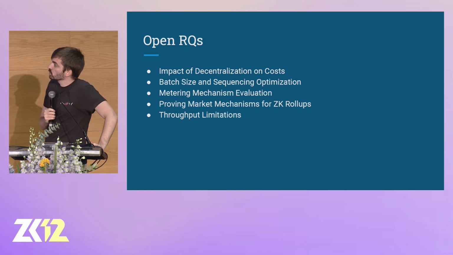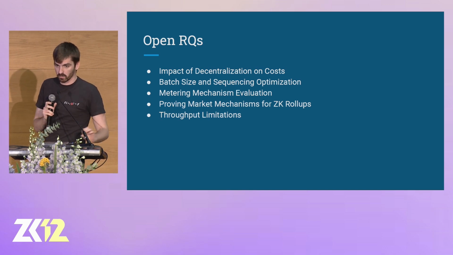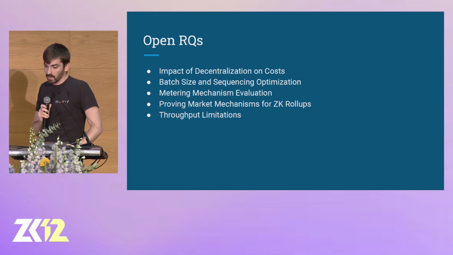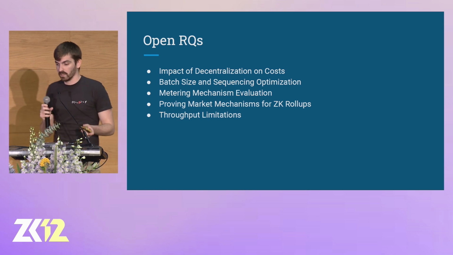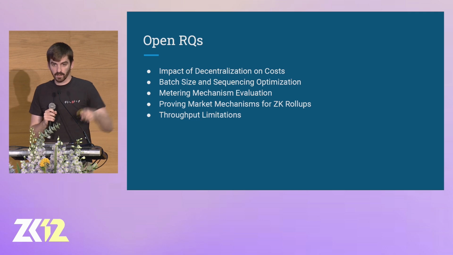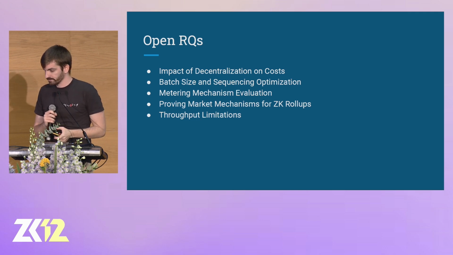We also want to do some metering mechanism evaluation, because in some cases the proving cost may not be completely captured by the existing metering mechanism. And also we want to try to develop a proving market mechanism specifically for ZK-Rollups that takes into consideration all the results of this work.